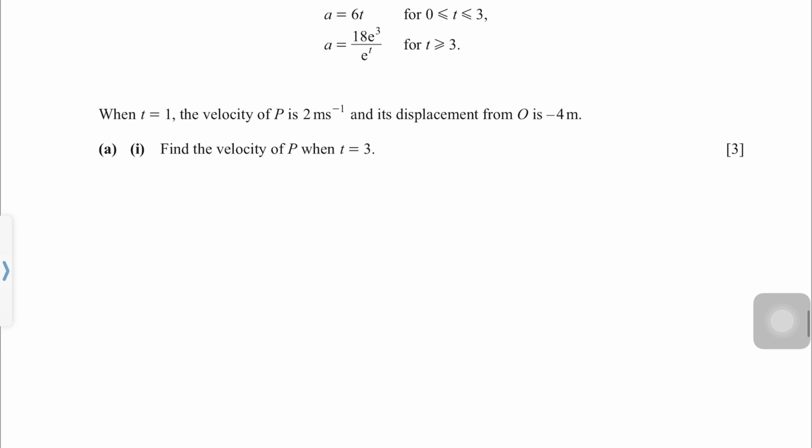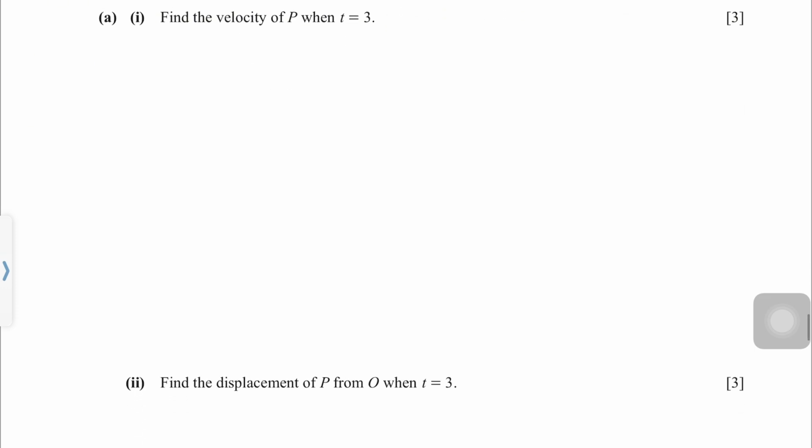So this is given as: a particle P moves in a straight line such that t seconds after passing a fixed point, its acceleration is given as a equals 60 for t between 0 and 3, and a equals 18 e cubed over e to the power t for t greater than or equal to 3. When t equals 1, the velocity is 2 and its displacement is minus 4. We need to calculate the velocity. So for velocity, we need to integrate our acceleration with respect to time.